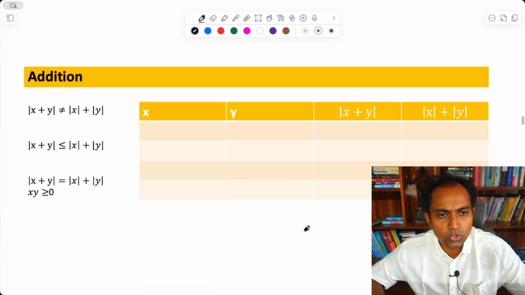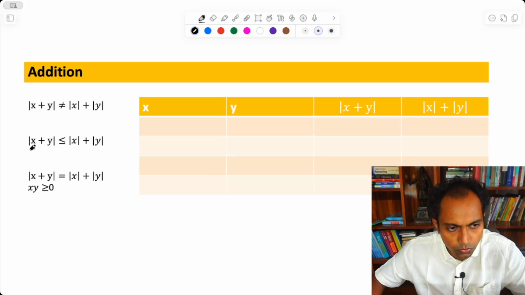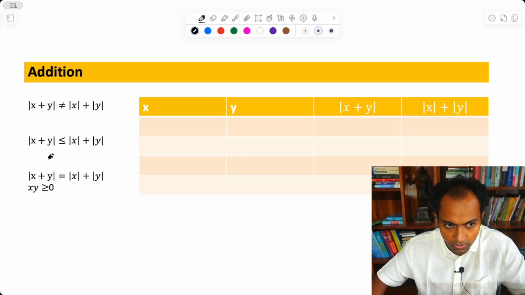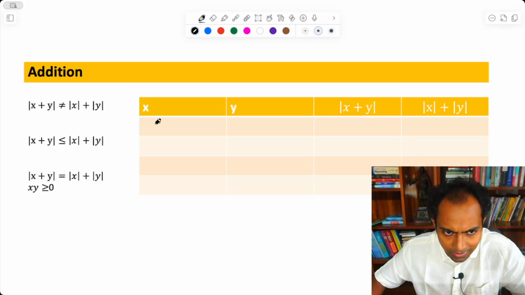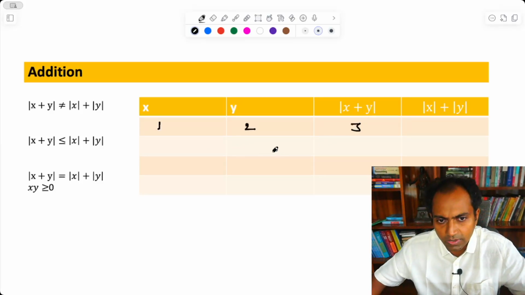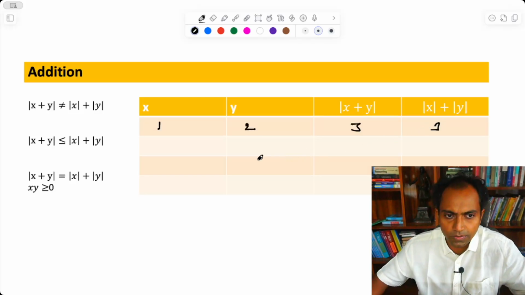Next set is based on addition. Now, what are addition based properties? So if I add two values x and y inside a modulus, when we are writing x and y, it can also mean two different functions we are writing inside a modulus. Then what is going to be the answer? Let us take an example. So if I take this value as 1, this is 2. If I add them and take a modulus, the answer is going to be 3. And if I take individual moduluses and add, still the answer is going to be 3.